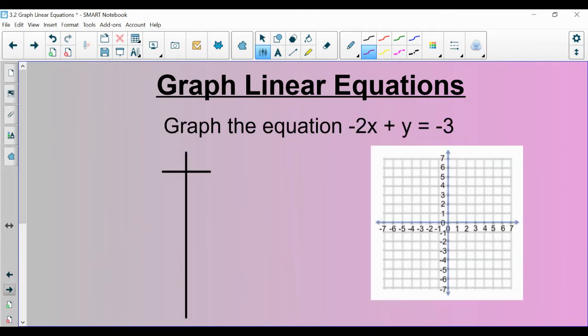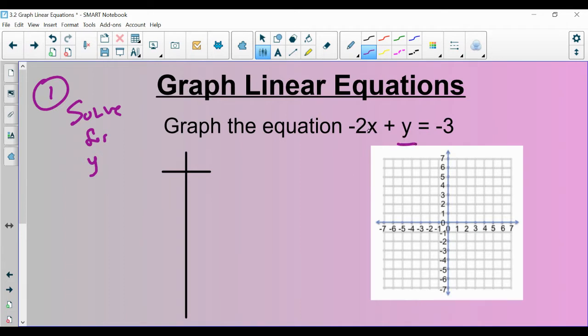So how do we do that? Let's look at an example. Our first example is going to be negative 2x plus y is equal to negative 3. There are going to be some tasks that I ask you to do to graph these equations, and the first one is going to be solve for y. Now, we've been practicing solving for y. In fact, your last quiz, one series of questions said solve this equation for y. What it's saying is get y by itself.